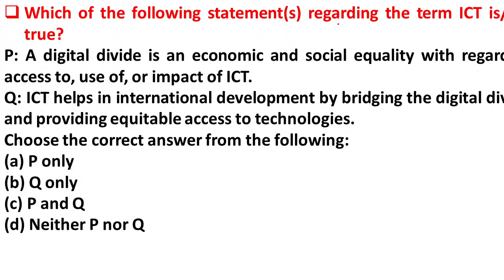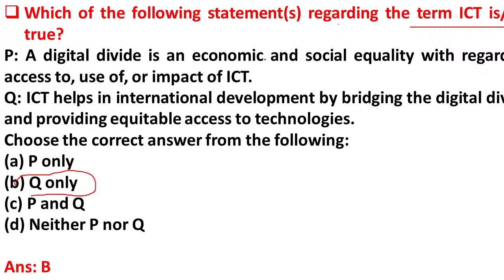Which of the following statements regarding the term ICT are true? P is, a digital divide is an economic and social inequality with regard to access to, use of, or impact of ICT. Q is, ICT helps in international development by bridging the digital divide and providing equitable access to technologies. Option A, P only, option B, Q only, option C, P and Q, option D, neither P nor Q. So here the right answer is option B, Q only. So P is wrong here.